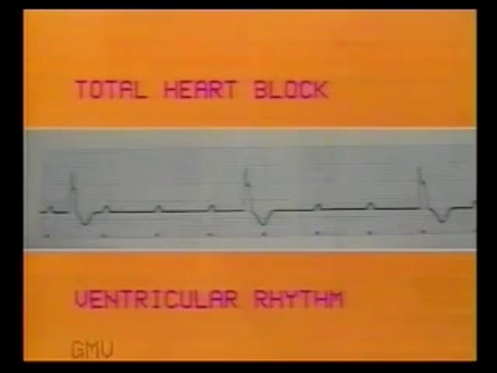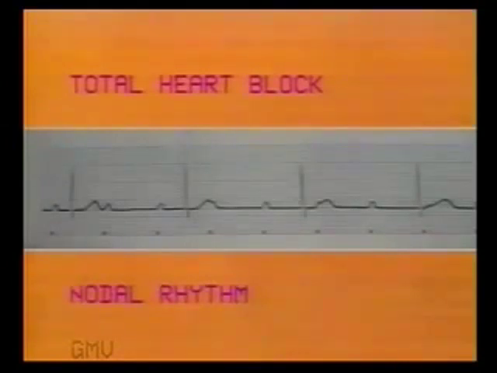Now we will come back to the ECG of third degree or complete heart block. Here the P waves occur at a rate of 100 per minute and the QRS complexes occur at a rate of 30 per minute, which is the rate of a ventricular pacemaker. The QRS complexes are also wide and bizarre, indicating ventricular origin. So this is a total heart block with ventricular rhythm.